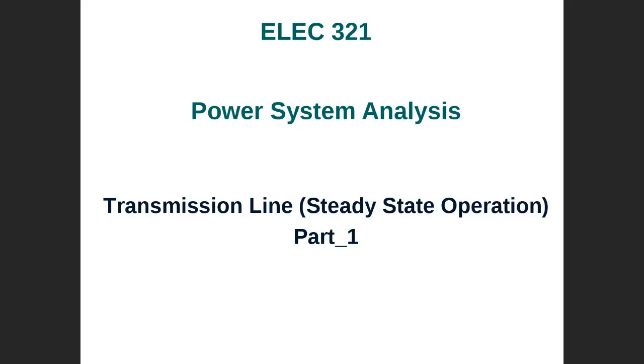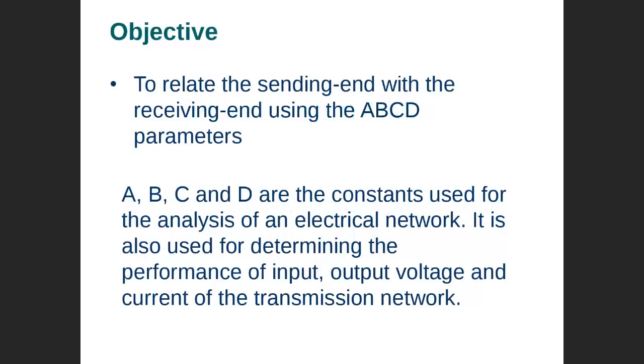Okay, today we'll discuss power system analysis, transmission line steady state operations. We already discussed the objectives of this chapter, which is chapter 5, the last time. And just to go again here, we want to relate the ABCD. We already discussed the ABCD. We call them ABCD parameters.